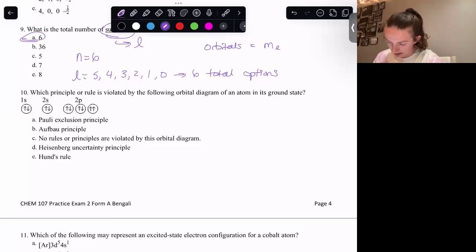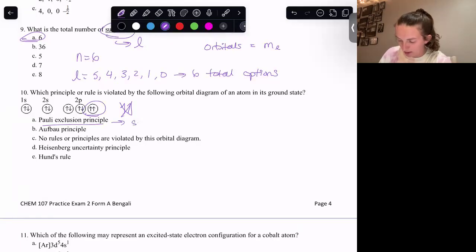Which principle is violated in the following orbital diagram, right? So here we have 2 up-state electrons. This can't happen. And the Pauli exclusion principle tells us that spins are opposite. So that is what rule is going to be violated there.